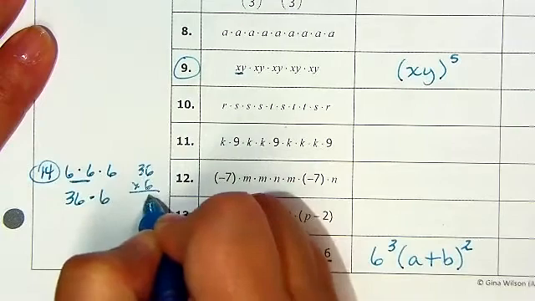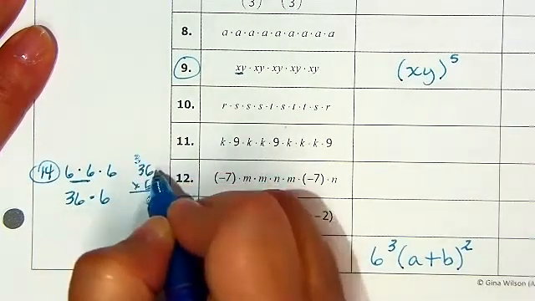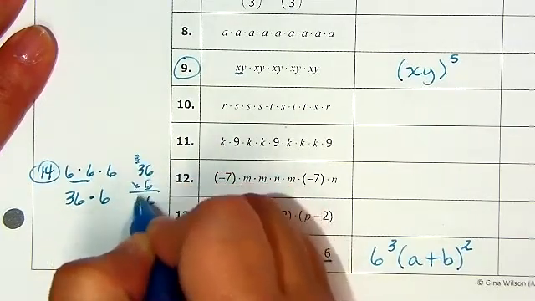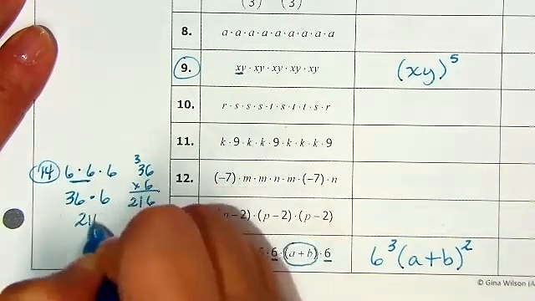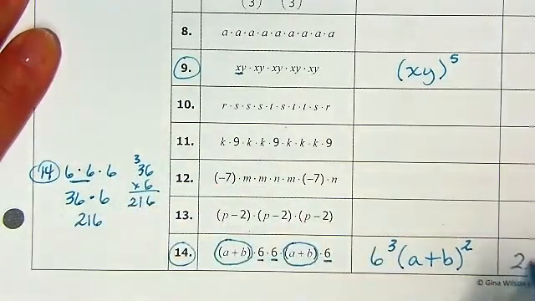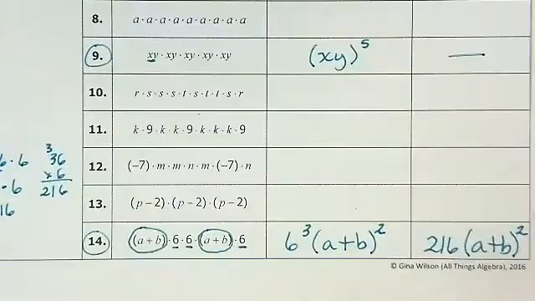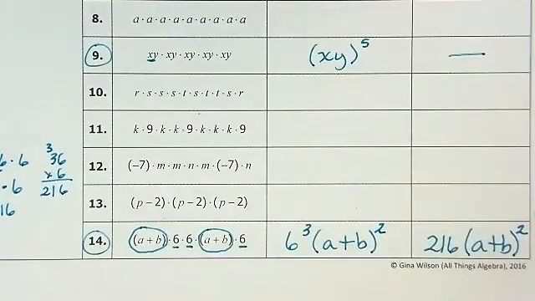6 times 6 is 3, 18, 21. So I'll get 216. So we have 216 open parentheses a plus b close parentheses squared. And there's my answer for this page. All right, now we're going on to the second page.